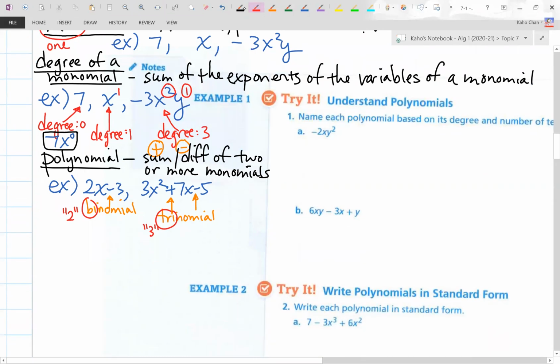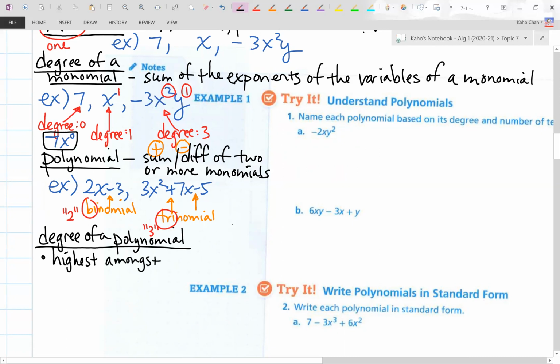Okay. We had a few moments ago something called the degree of a monomial. How about the degree of a polynomial? The degree of the polynomial is the highest amongst the degrees of the monomials. You pick the highest one of each of the individual monomials.